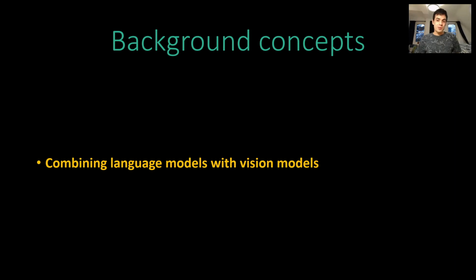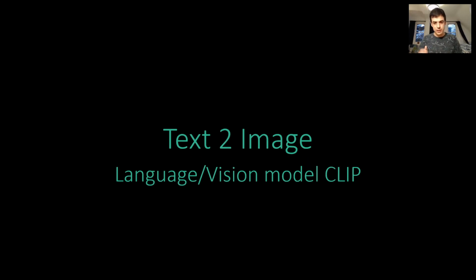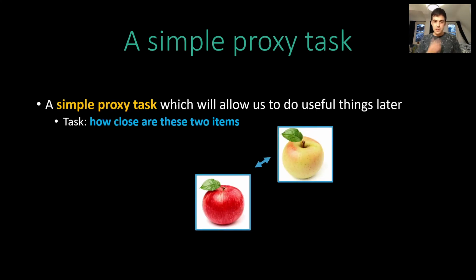And the last background concept that we will need to talk about is how to combine these language models with vision models. And in order to do that, we will introduce the main model that we will be talking about today, which is the CLIP model. In a lot of the models we talked about in previous classes, you had some sort of simple training task, and then you were able to later use this model that was trained on this simple task to do some other useful things. So this will be the case here as well. We have a very simple task to train this model on, and then we will be able to use this for some other follow-up tasks.